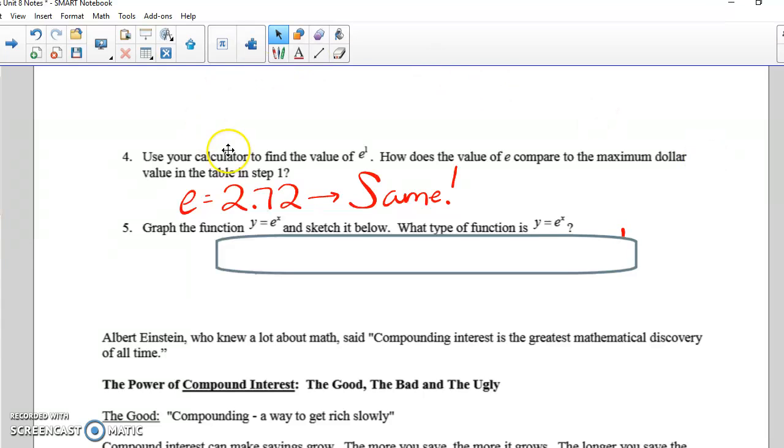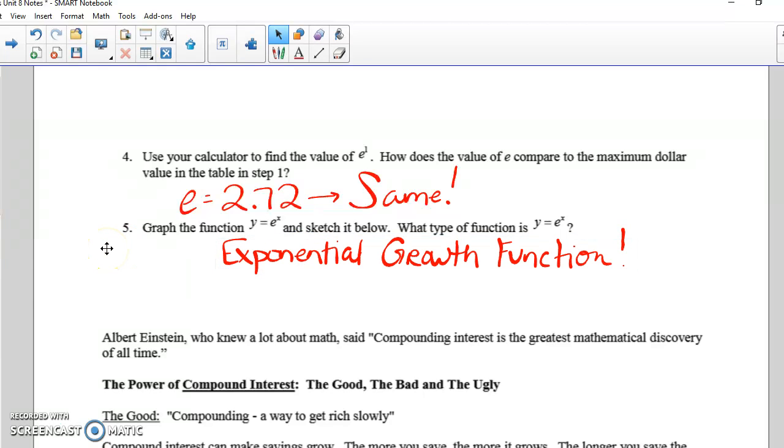Okay. What if you were to graph the function y equals e to the x? Go ahead and try to graph that and sketch it below. So pause the video and try to sketch that. Now the question is, what type of function is y equals e to the x? Well, if you think back to last lesson, it would be an exponential growth function. We have our base to some exponent x.